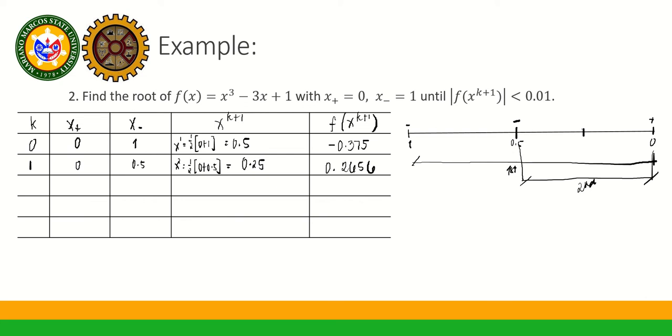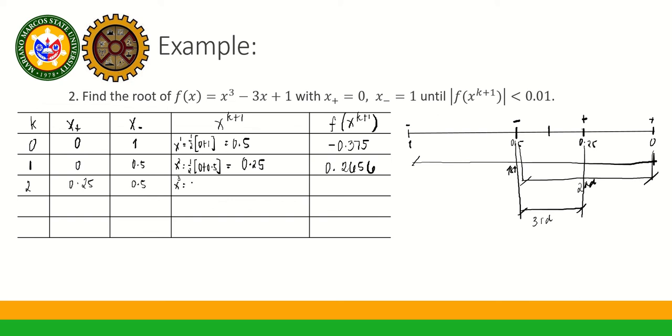Okay. So, the absolute value of this one is not yet less than 0.01. So, we still proceed. This is 0.25 and this is positive. So, where is our next interval? Here. This will be our third interval. So, here we get the value, and that is k is equal to 2. X positive is 0.25. X negative will be 0.5.